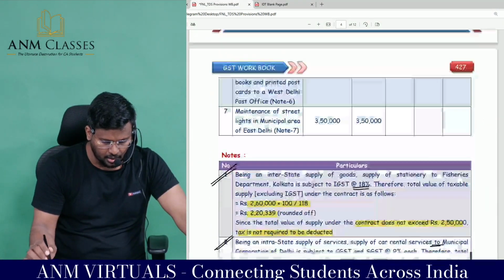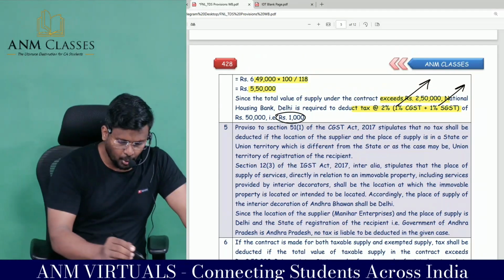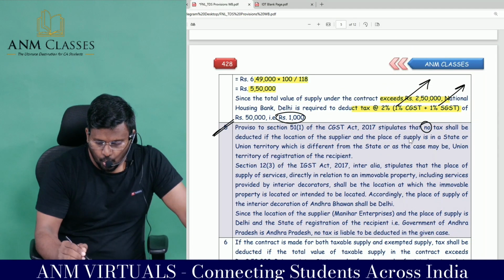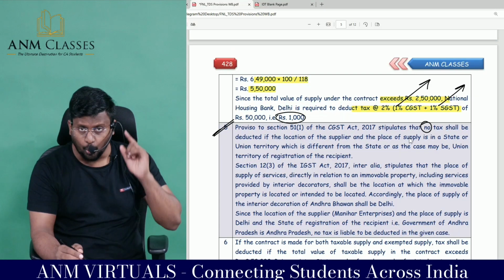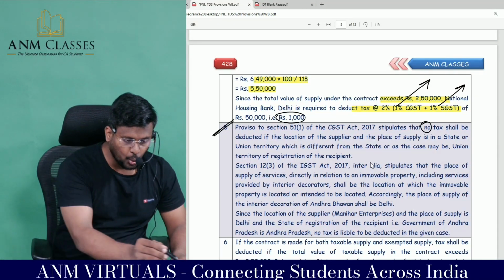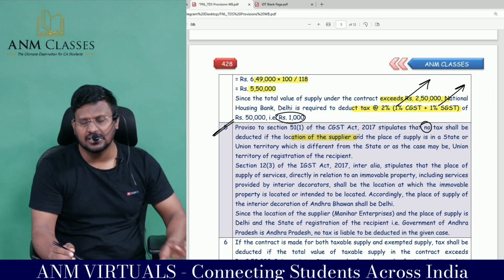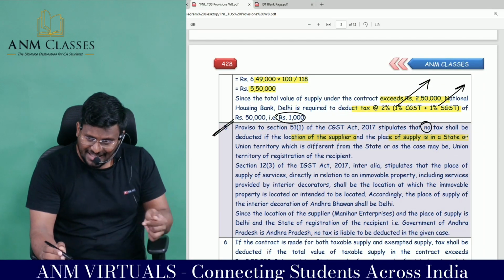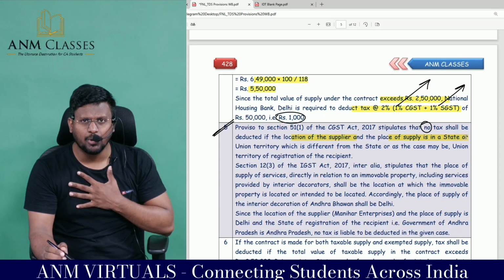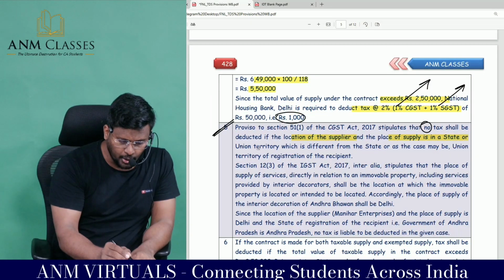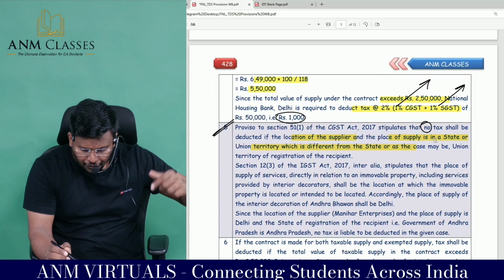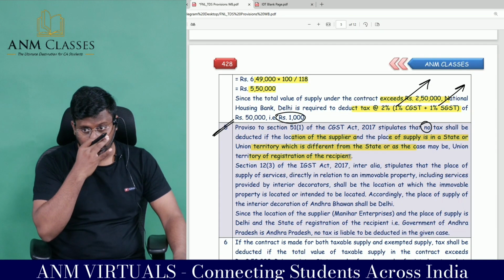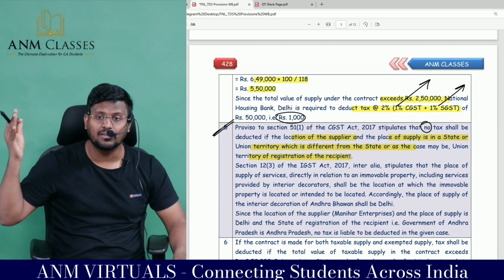We are going to read note number 5. Proviso to section 51 subsection 1 of the CGST Act stipulates that no tax shall be deducted only in this circumstance. If the location of the supplier, as per our example, where is the supplier situated? Delhi. And place of supply is in a state. As per our example, where is the place of supply? Or union territory, which is different from the state, or as the case may be, union territory or registration of the recipient. Yes, the recipient has been registered in Andhra Pradesh.